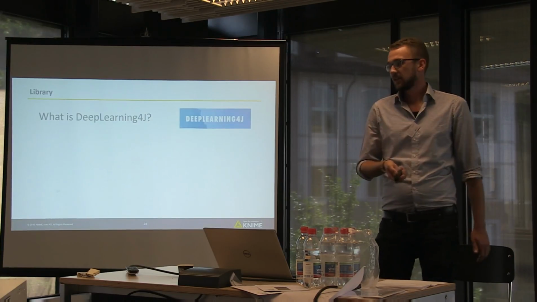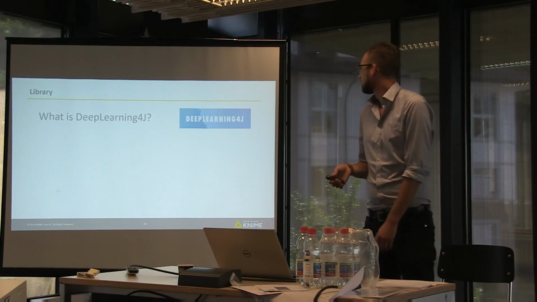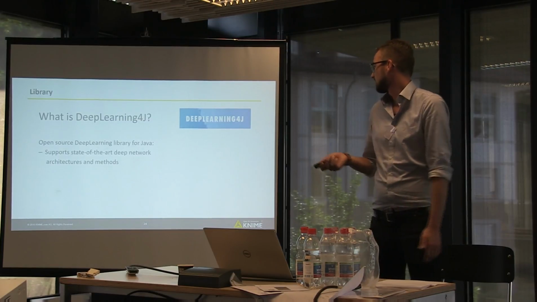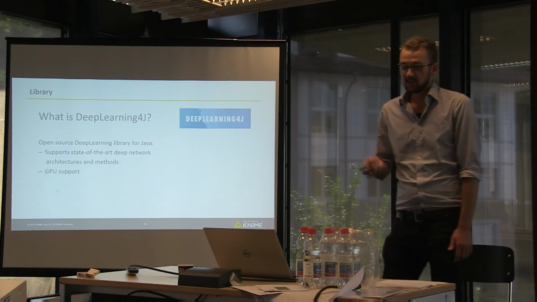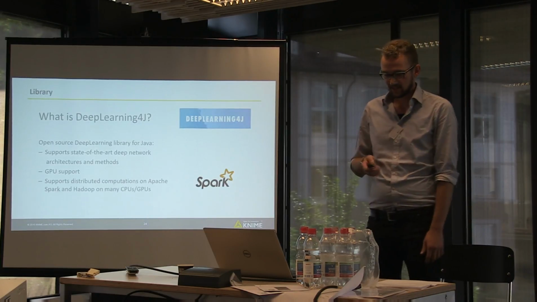So what is Deeplearning4J? This was also explained in the previous talk. It's an open source library for Java. It supports state-of-the-art deep networks and architectures. Then we have GPU support, so you can actually run your workflows on your graphics card.